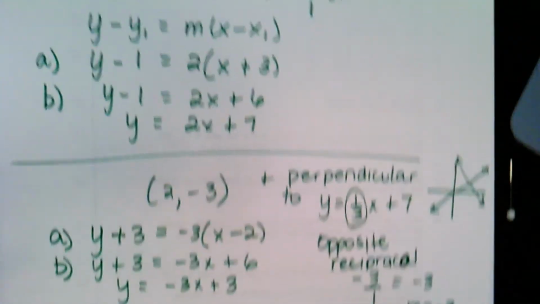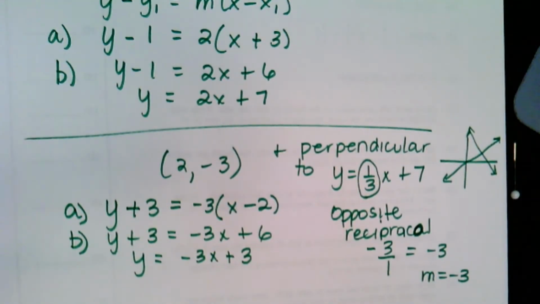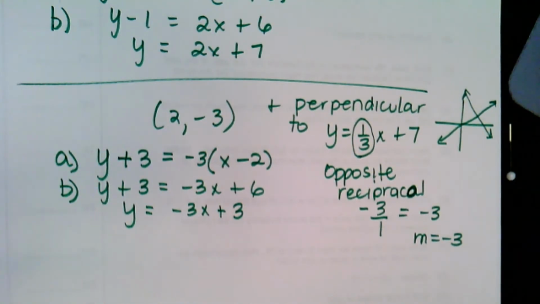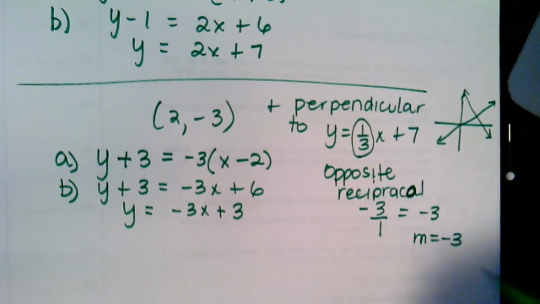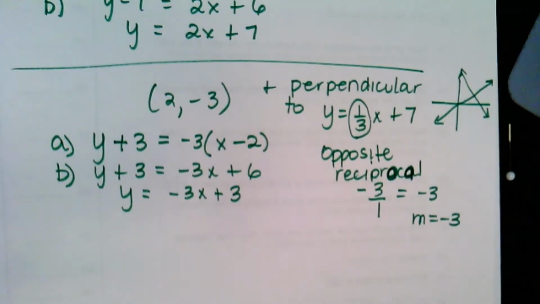So there's an example of perpendicular, and then there's an example of parallel. So just remember, if they tell you it's parallel to a certain line, you need to find the same slope of that line. If they tell you it's perpendicular to a certain line, then you know you're going to find the opposite reciprocal. Reciprocal. I had it spelled right the first time, it just looked weird.